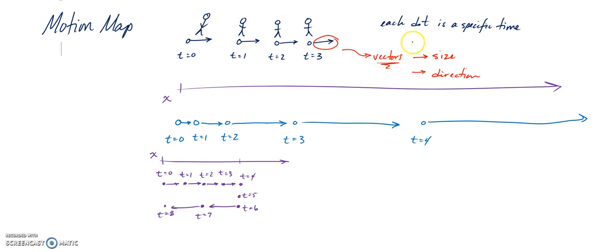Again, they're all about understanding vectors, looking at the size of those arrows to see what the motion is doing, and looking at the direction, which is based on which way the arrow is pointing. You can understand a lot about how objects are moving based on just drawing a simple motion map about them.